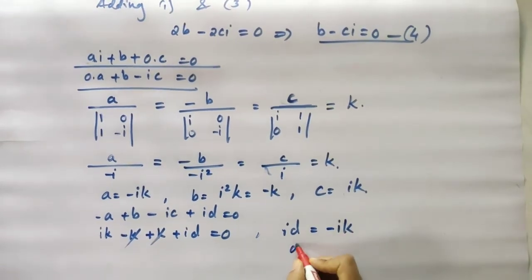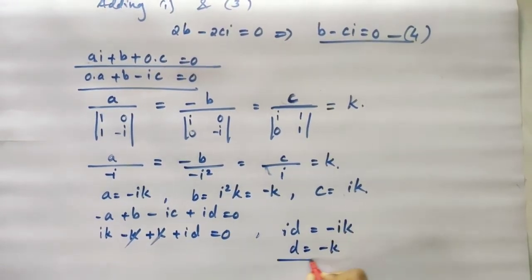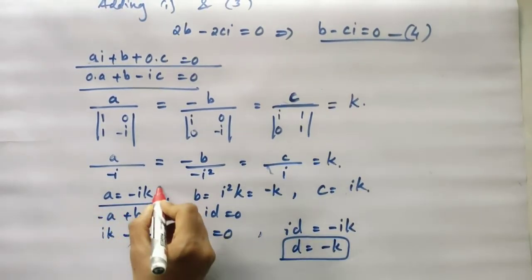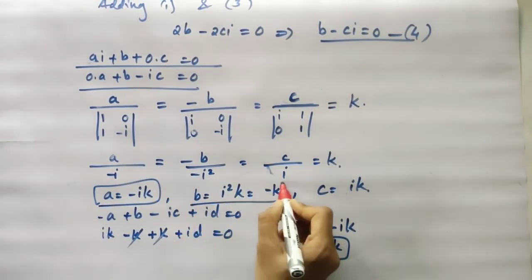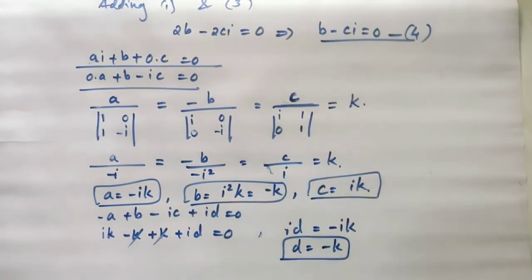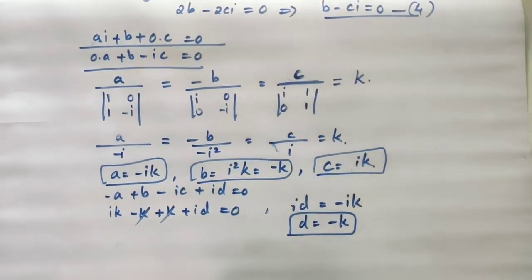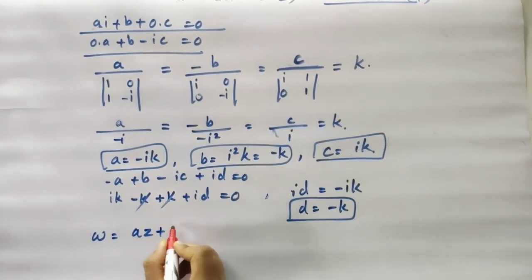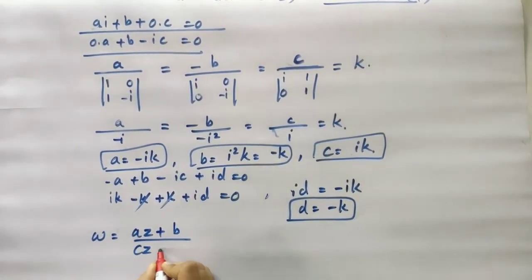I gets cancelled. D will be minus K. So this is the value for D. This is the value for A, value for B, and value for C. We have found all the values. The bilinear transformation W is A into Z plus B divided by C into Z plus D.